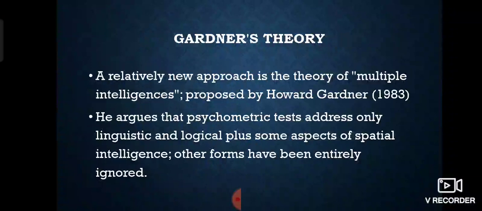Now let's talk about Gardner's theory of intelligence. Sabi niya, it's a new approach, okay? And it's also called the multiple intelligence, right? He argued that psychometric tests would address only linguistic and logical, plus some aspects of spatial intelligence, and other forms have been entirely ignored. Okay? Sabi niya, bakit pinagtutuunan lang? Ang IQ ay hindi dapat pinagtutuunan lang when it comes to verbal and numbers.